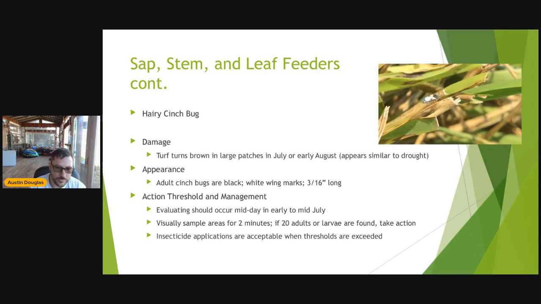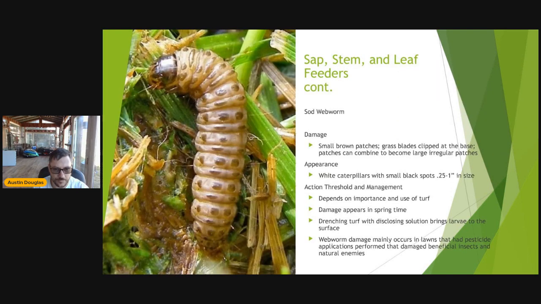The action threshold: you want to evaluate midday in early to mid-July, and you want to visually sample areas for 2 minutes. If 20 adults or larvae are found, that's when you need to take action. So it's really interesting to have this down to almost an exact science of what time of day and when. Insecticide applications are acceptable when you exceed the threshold. So if you see over 20 adults within that 2 minutes of visual sampling of a turf, that's when you can apply insecticides and manage these guys.